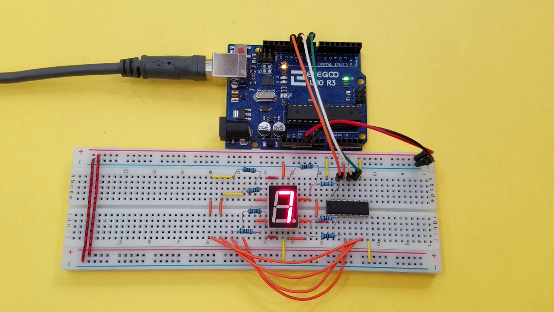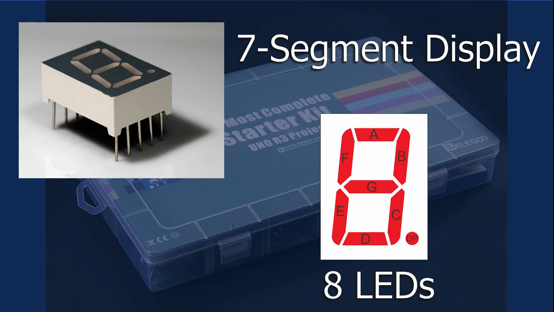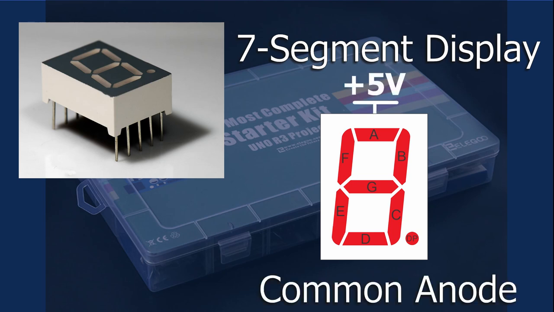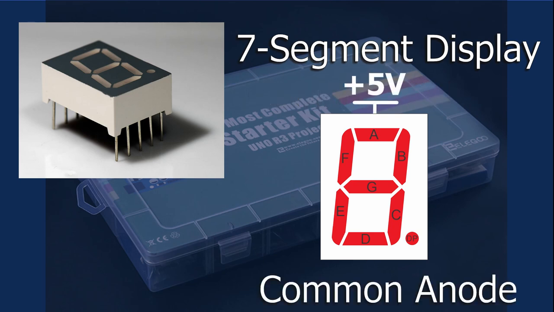So let's start building. First, a quick overview of the 7-segment display. The integrated display is essentially 8 LEDs stuffed into a single package. They come in 2 formats, common anode and common cathode. The kit includes a common cathode version, which basically means that the LEDs share a common ground. The common anode version, which isn't included in the kit, shares a common source.